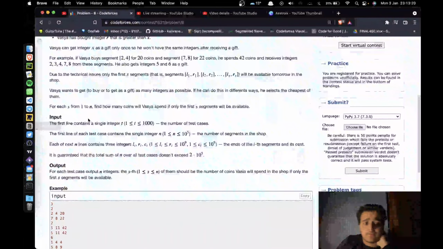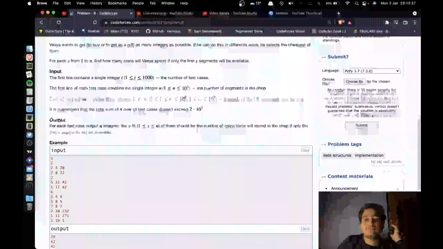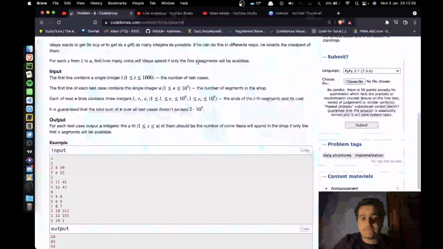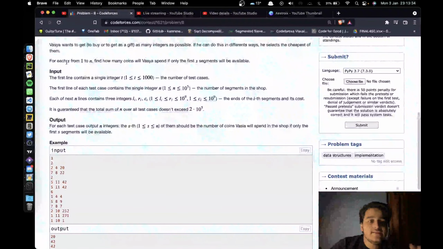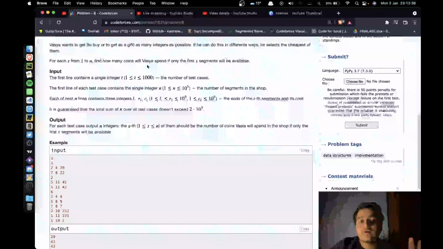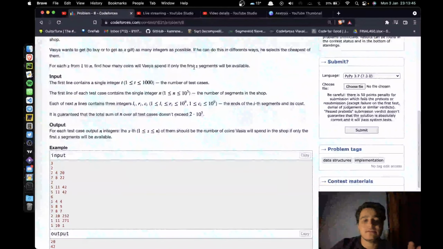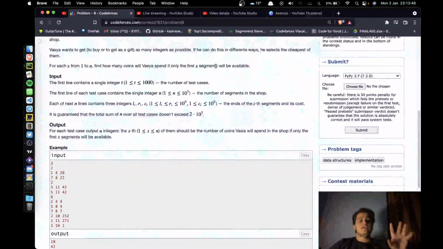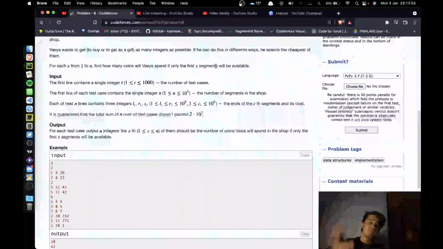He selects the cheapest of them. So for each S from 1 to n, find how many coins Vasya will spend if only the first S segments will be there. So I have to find the answers for each S, which ranges from 1 to n, and I have to find how many coins Vasya, or I, if I am considering this situation, have to pay if I want to buy the first S segments, and I will get the intermediate integers as my gift.